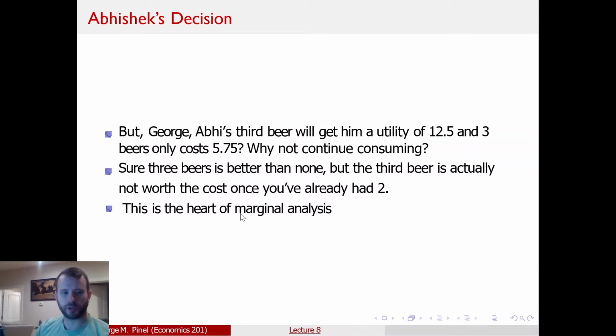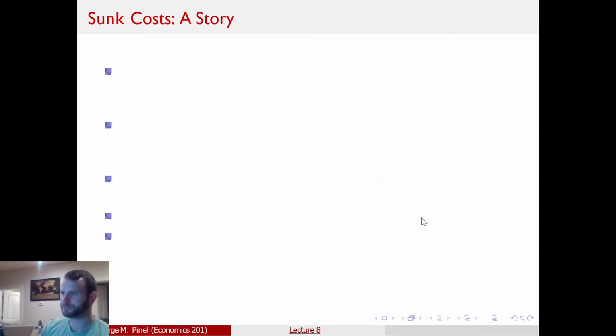All right, so we just explained marginal analysis, but what if we used a different decision-making framework? So let's dive into that.